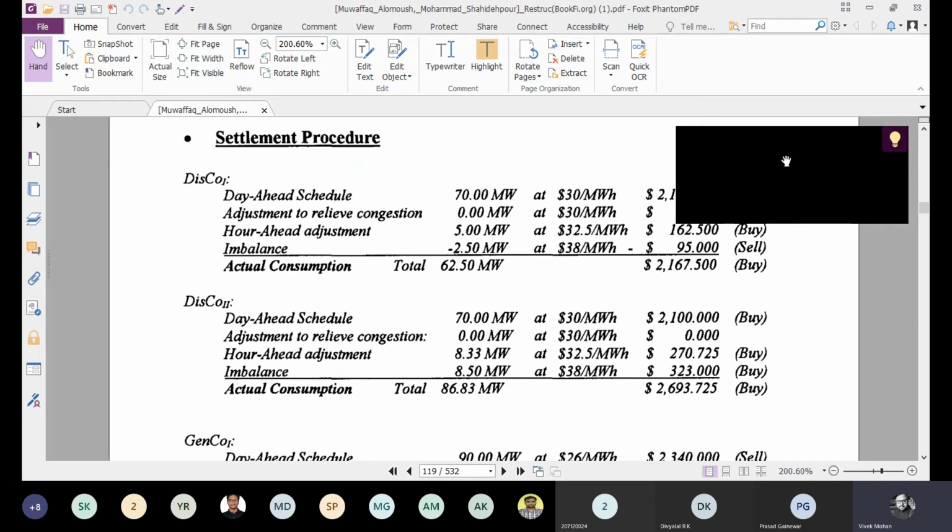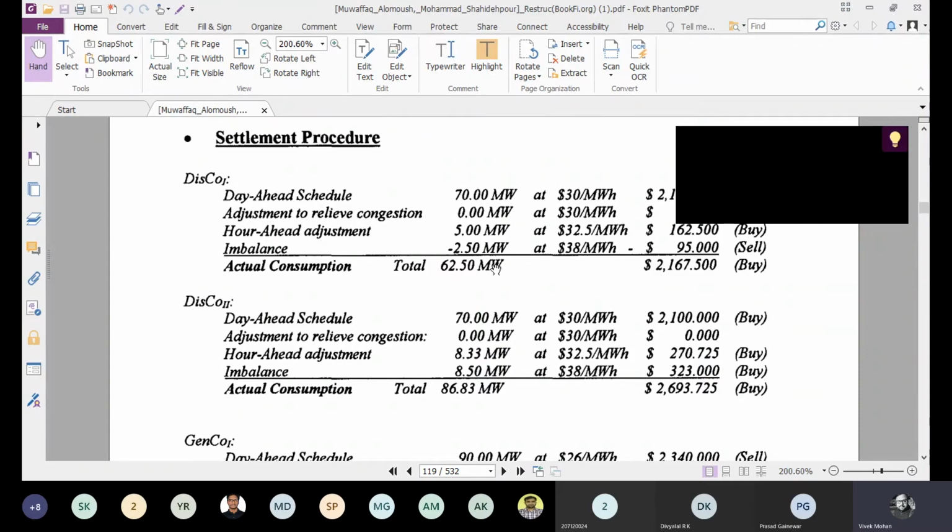So at that 6 megawatts, whatever amount the GENCO is giving, that particular amount has to be paid by the DISCO. Okay, so here it is 38. So minus 2.5 at 38. This is selling of power, because a reduction in load is similar to an increase in generation. So this is inflow of money and outflow of power. So this is $95.